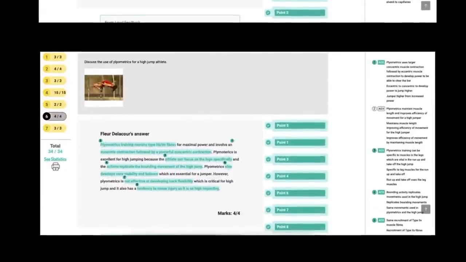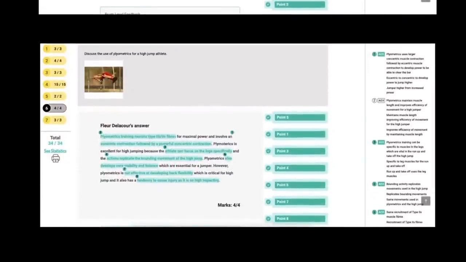Now, we've also got here, discuss the use of plyometrics for high jump athletes. Of course, we're probably going to go to the positive and the negative. It's good for type 2B or type 2X fibers. It's eccentric followed by concentric. Obviously, we could look at the three phases there as well. The athlete can focus on the leg specifically for the high jumper because they could do leg work primarily. The actions replicate the bounding movements of the high jump, so that's a great link.